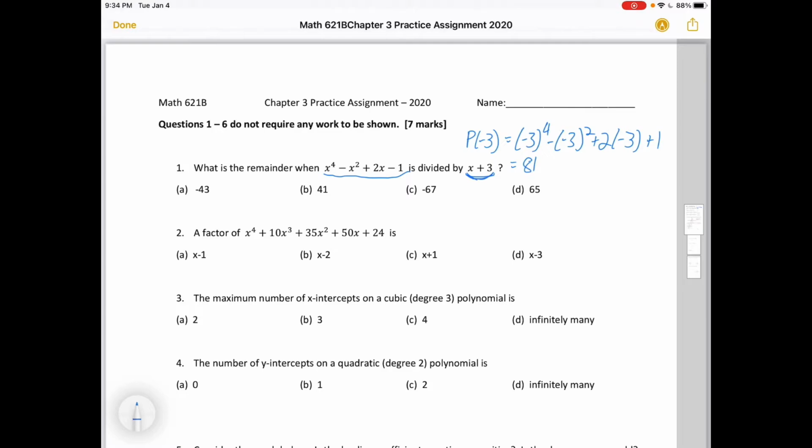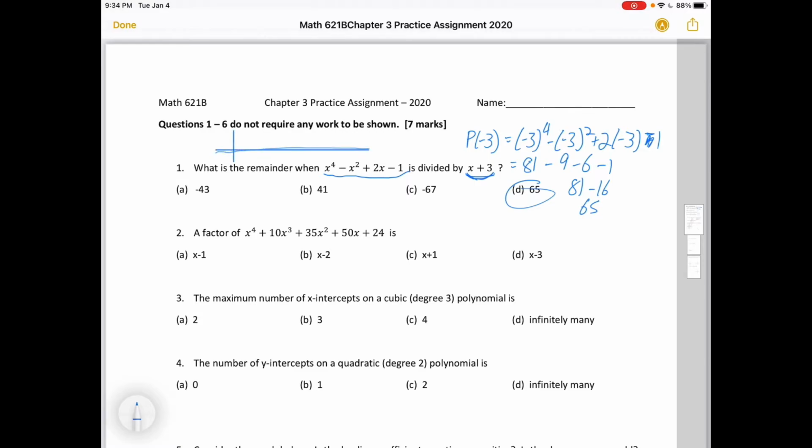-3 to the 4 is 81, minus -3 squared is 9, minus 6, and sorry, that should be a minus 1. Minus 1, that's 81 minus 16. There we go, gives us 65. If I didn't get one of these three answers, then I'd probably go back and check whether I'd goofed, and that's what would happen if I had got the +1 over there.